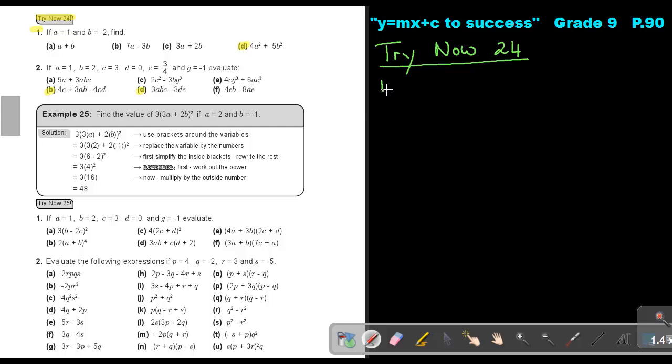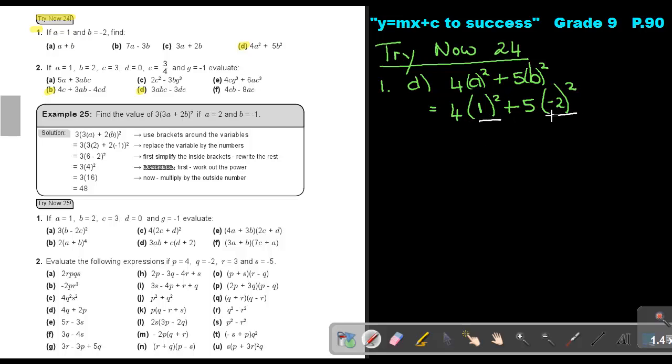Okay, let's start with number 1 and number D. First, just write down the expression. Remember, it's an expression. It's not an equation because there's not an equal sign. That's why it's an expression. Okay, now remember what I said. I prefer that you put your brackets there and that basically just clean the brackets, clean the inside. Okay, and then in the place of A, I put 1. And in the place of B, I put -2. Okay, now remember, you must first do the powers.